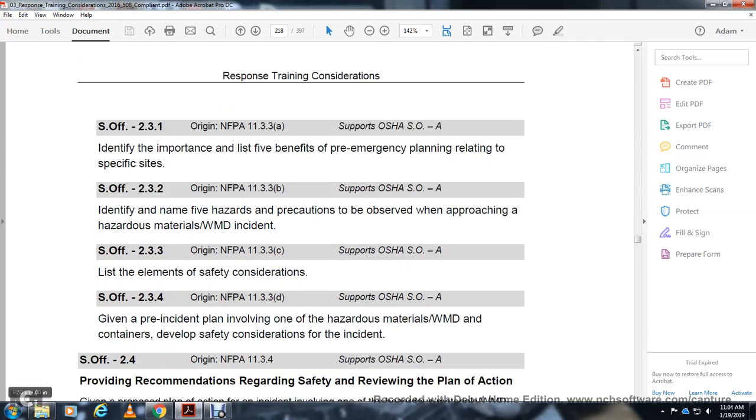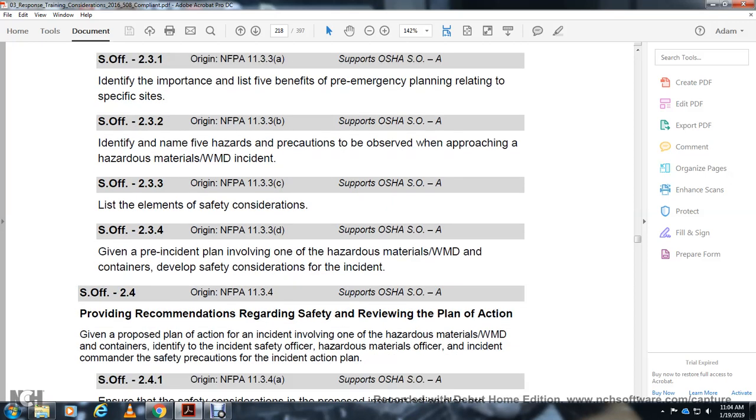List elements of safety consideration in the pre-incident plan for developing the response to the hazardous material weapon of mass destruction incident, and the safety considerations for the incident. Provide recommendations regarding safety review and the plan of action. Propose a plan of action for an incident involving the hazardous material weapon of mass destruction, including the incident safety officer, the hazardous material officer with the incident commander, and safety precautions for the incident action plan.